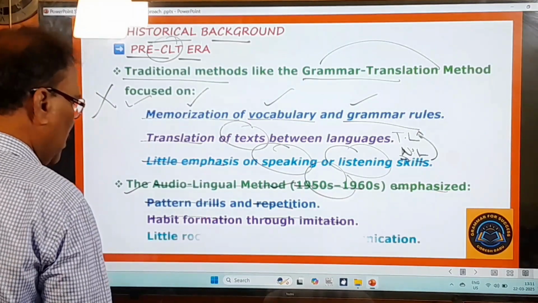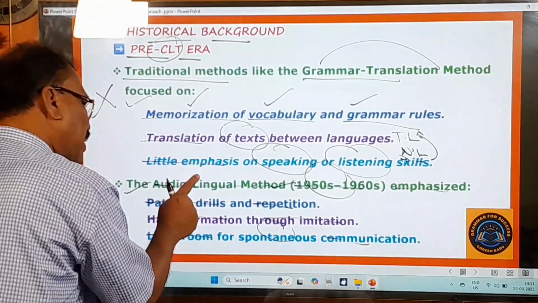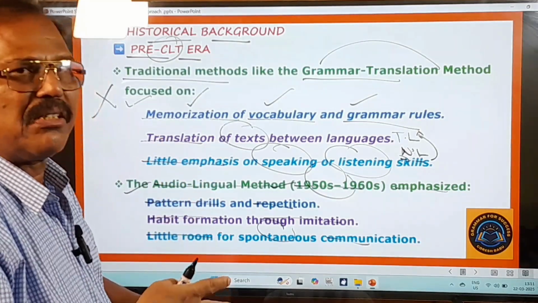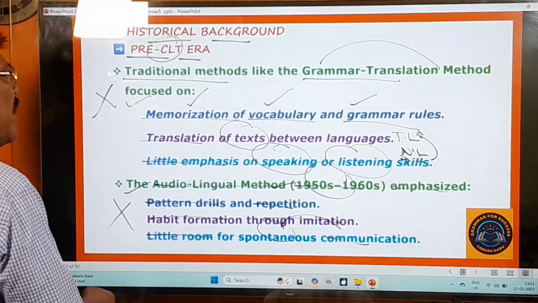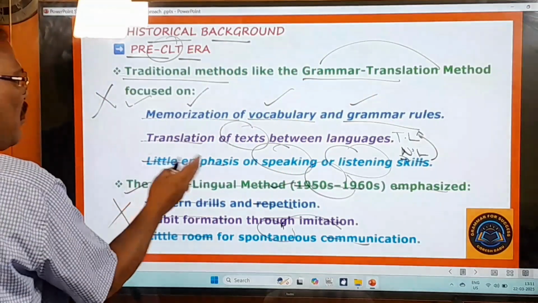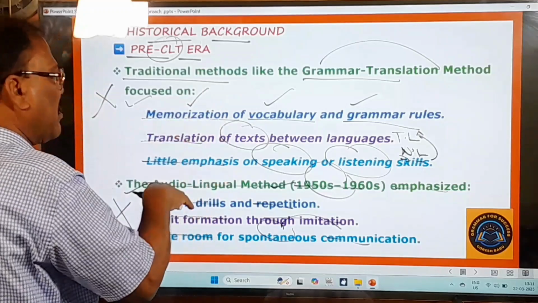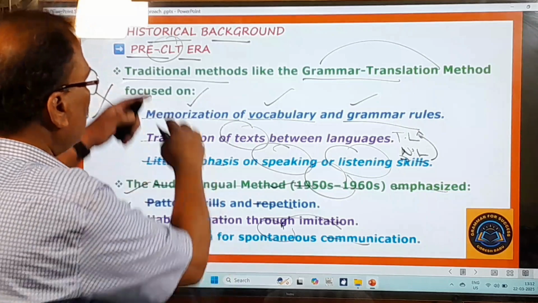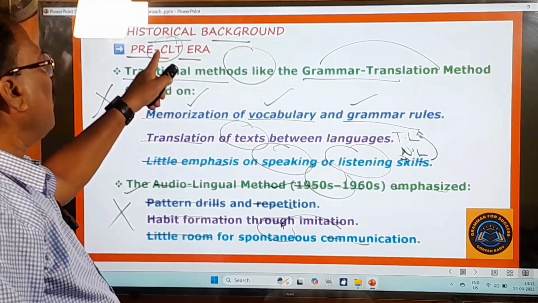And what else? There was little room for spontaneous communication. This traditional method, the audio lingual method, did not give enough importance or priority to spontaneous communication. So these are all failures, and that's why these two traditional methods have totally failed. Grammar translation method failed, audio lingual method failed, and because of the failure of these two traditional methods, the communicative language teaching method has come into existence. So this is the flashback story, the historical background of CLT.